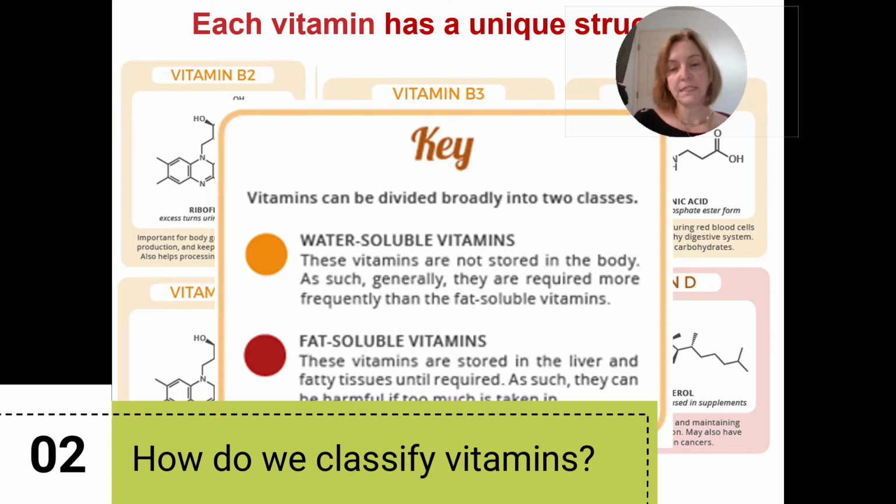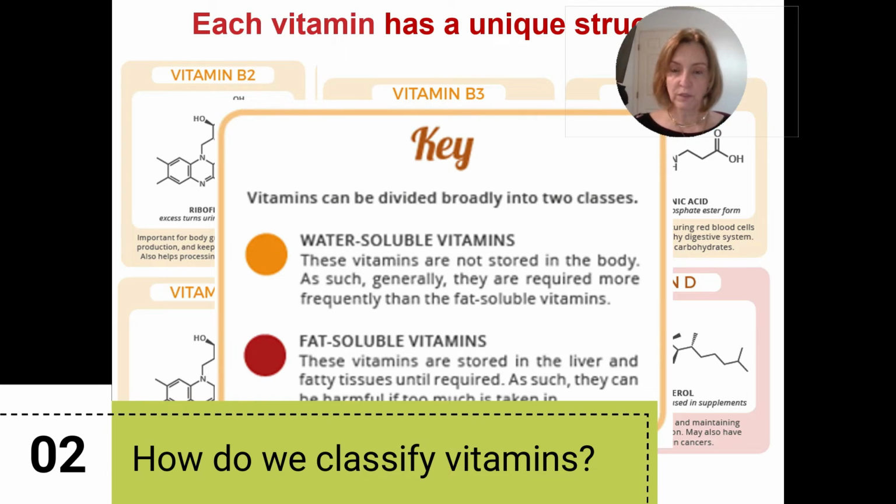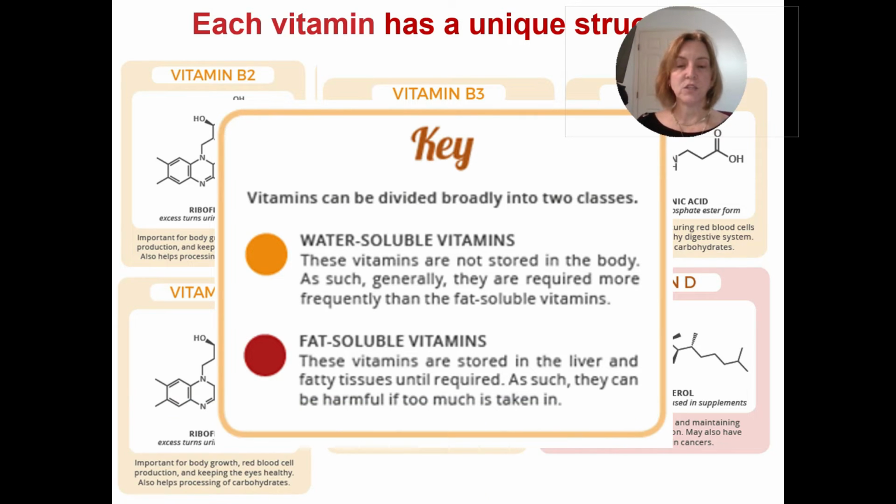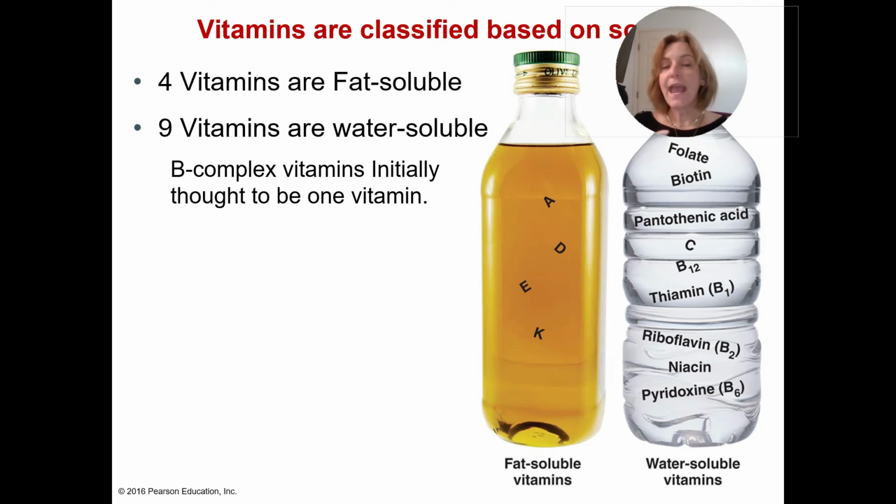Well, this is talking about the classification. They can be classified as water-soluble or fat-soluble vitamins. Vitamins A, D, K, and E are fat-soluble, whereas the remaining 9 vitamins are water-soluble. And these are the B complex vitamins plus vitamin C.